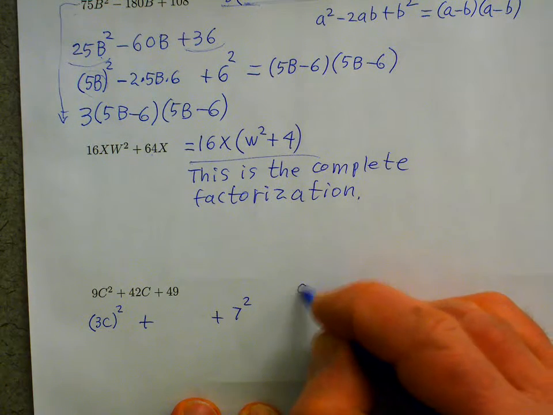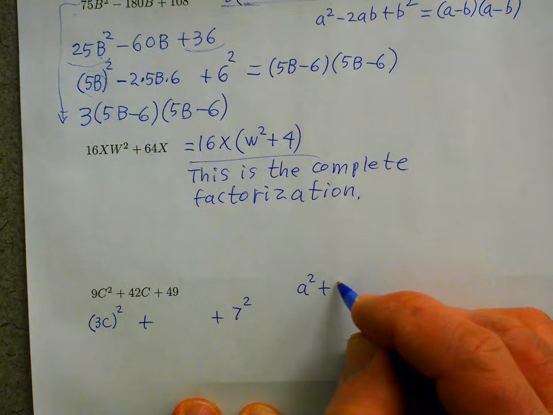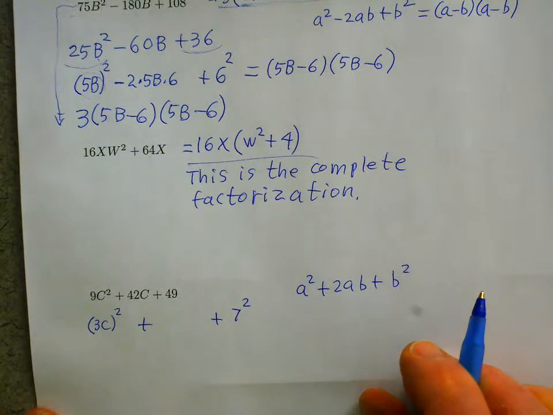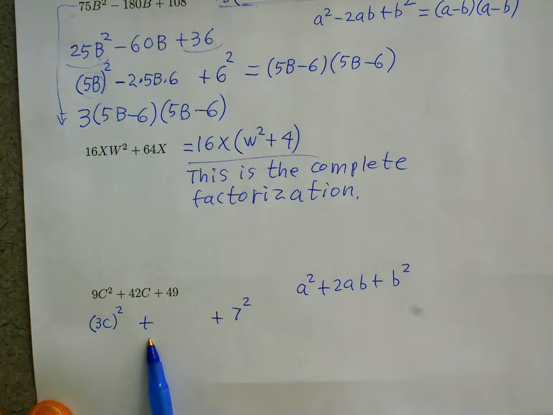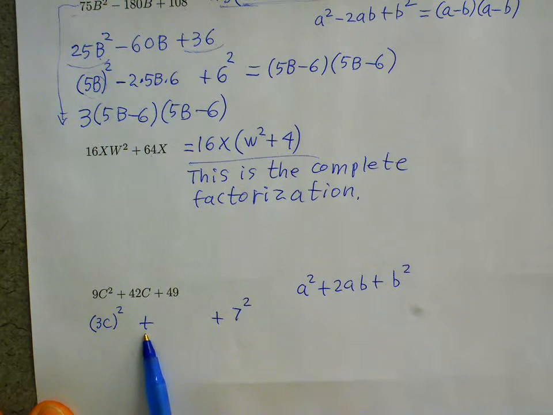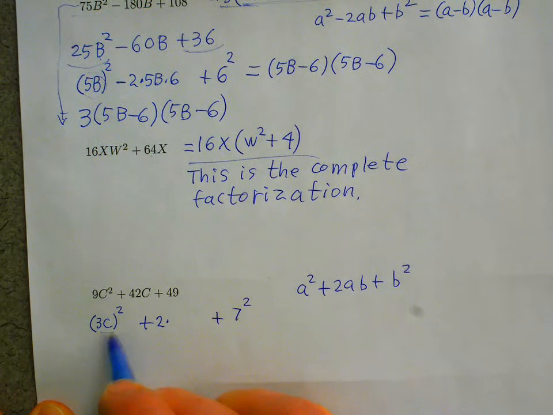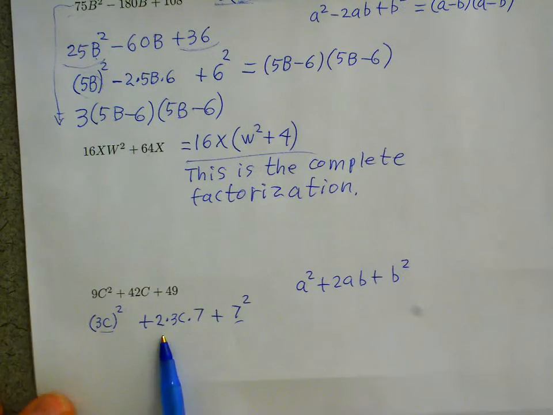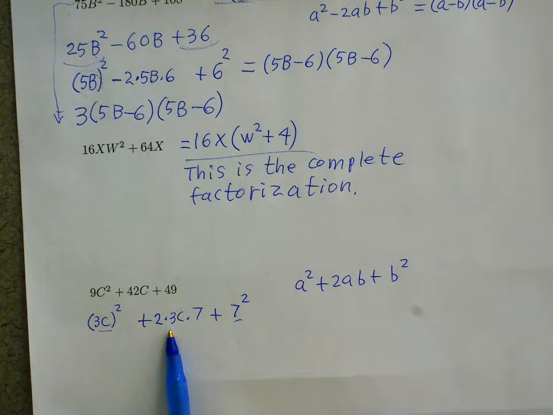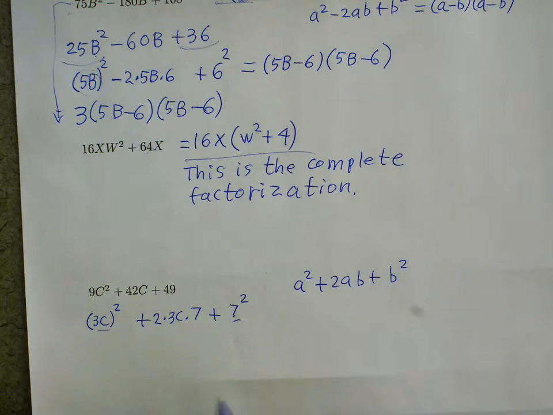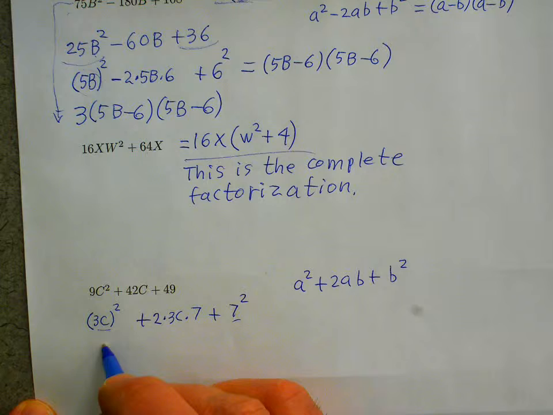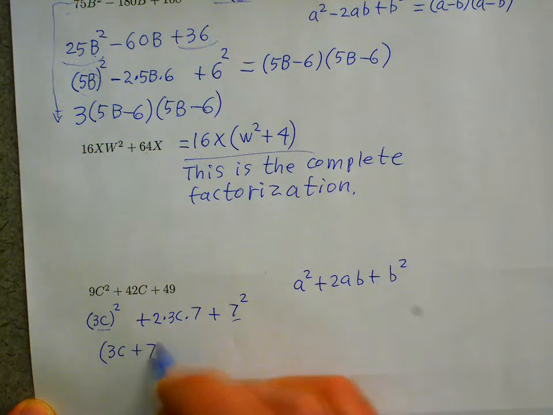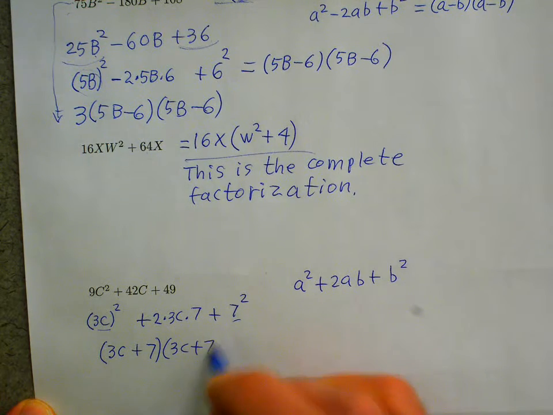We want to know if the trinomial has this form, a to the second plus 2ab plus b to the second. So we can verify if it does or not. In the middle, I'll write plus 2 times 3c times 7. And sure enough, 2 times 3c is 6c. 6c times 7 is 42c. So it is a perfect square trinomial. The two factors are identical, 3c plus 7 times 3c plus 7.